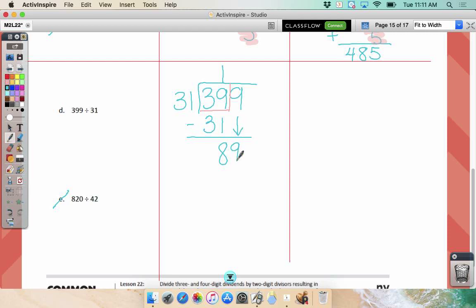Okay? Can I bring down my 9? Yes. Okay. Now here's what I know. This is my thinking. 30, 60, 90. So 30 times 3 would be 90. 31 times 3 is going to be higher than that. Right? So 3 is too big. 62. So I'm going to have to do a 2. And if you want to do it in your head, that's fine. But I'm going to show you how to write it down. Okay?